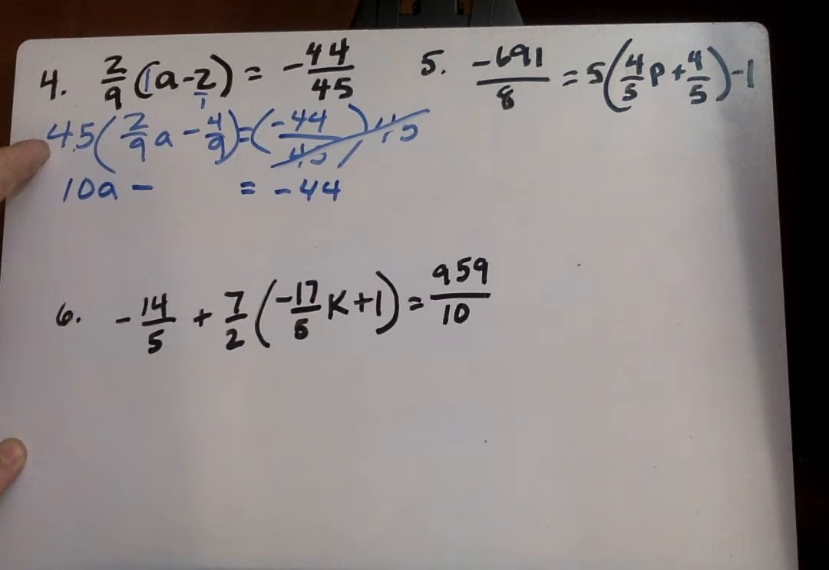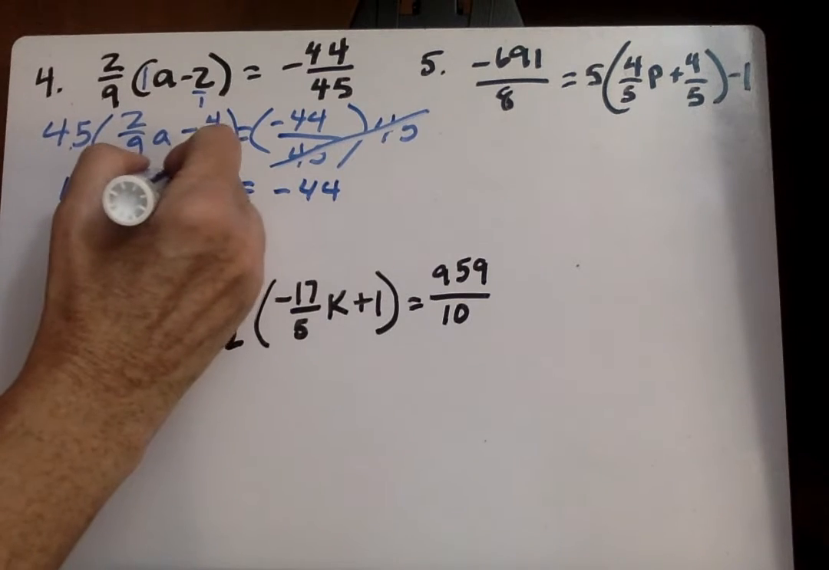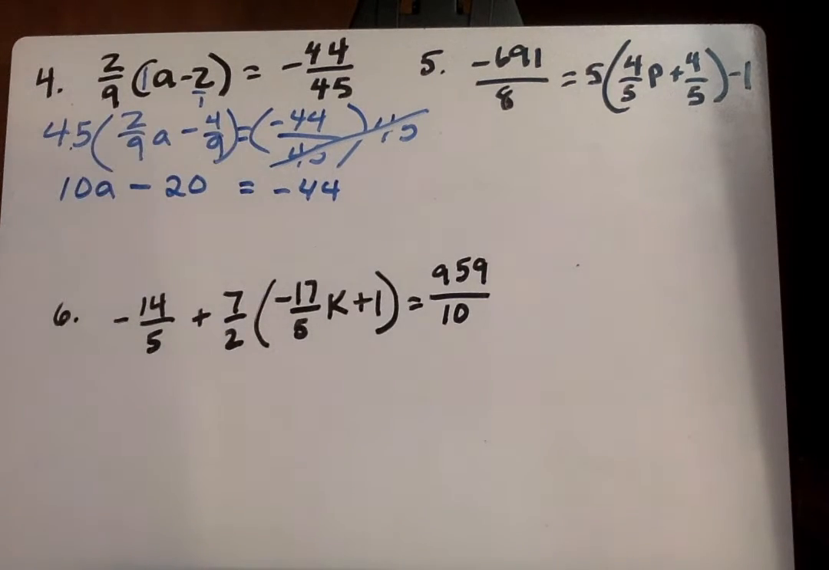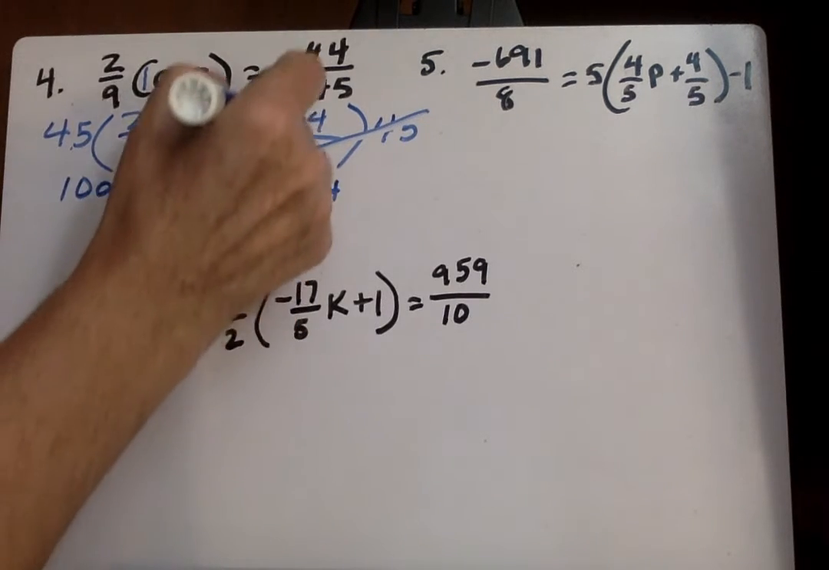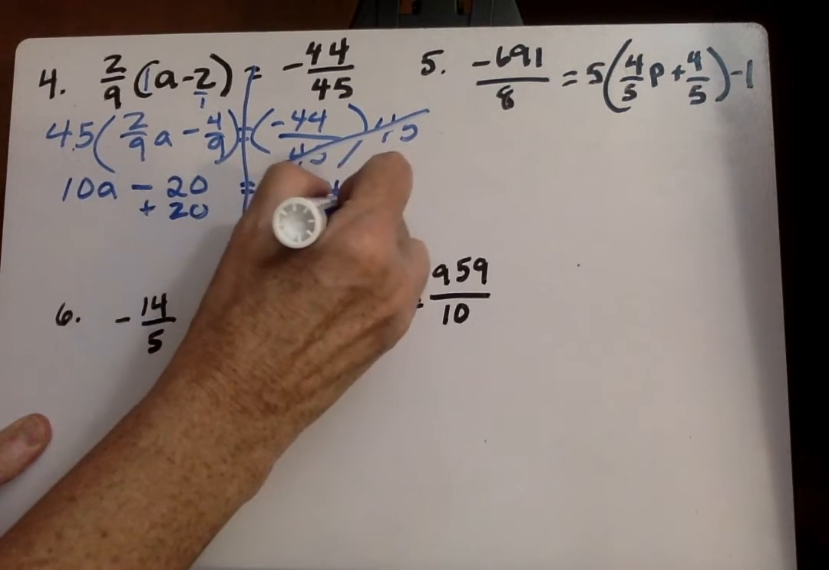9 goes into 45 5 times, and 5 times 4 is 20. Now, doesn't that look like a much easier problem to solve than your original one? Okay, so 10A minus 20 equals negative 44. We're going to add 20 here, add 20 here.